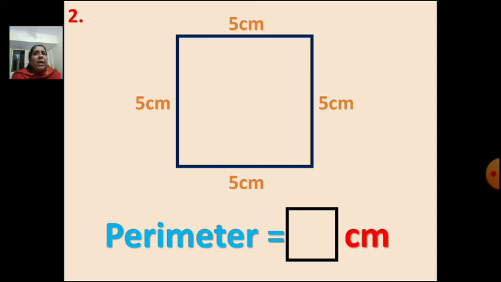5 plus 5? 10. 10 plus 5? 15. 15 plus 5 is how much? 20. So perimeter is equal to dash centimeter. What will be the answer? Yes, perimeter is equal to 20 centimeter. Okay, children? So this is how you are going to add it orally and then write the answer.